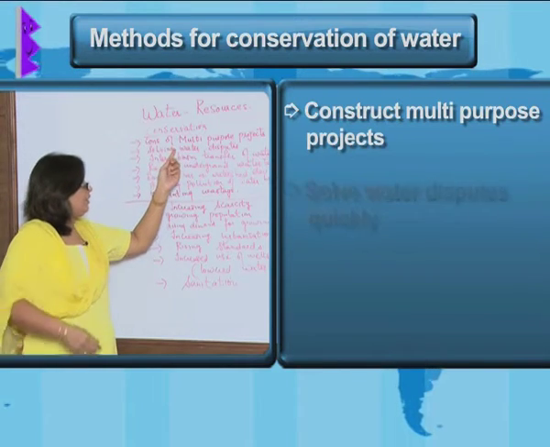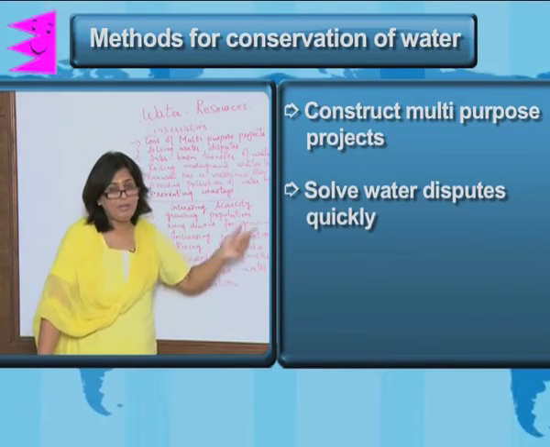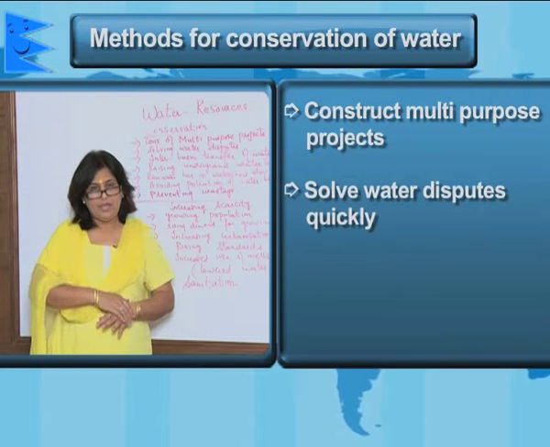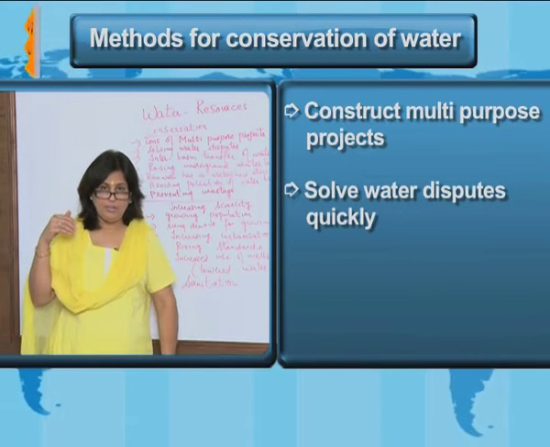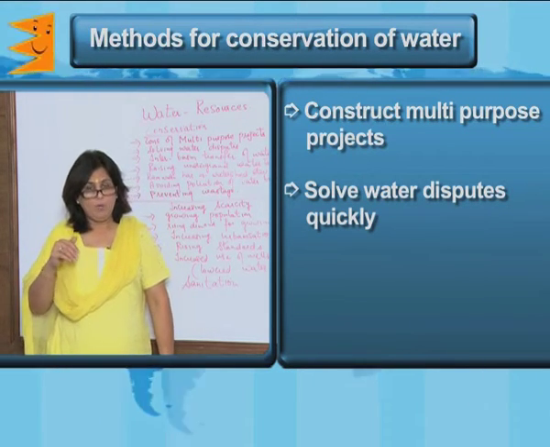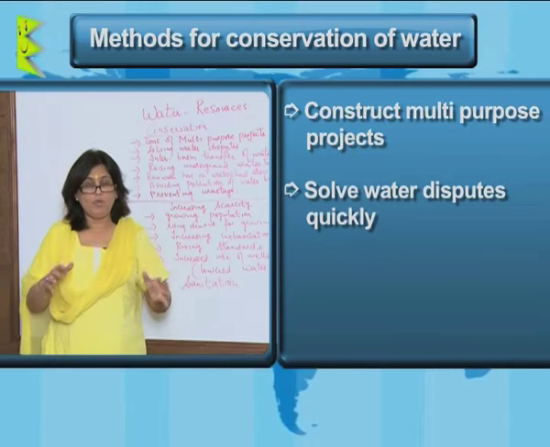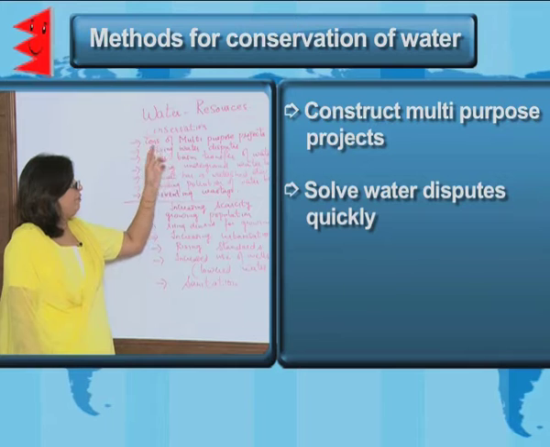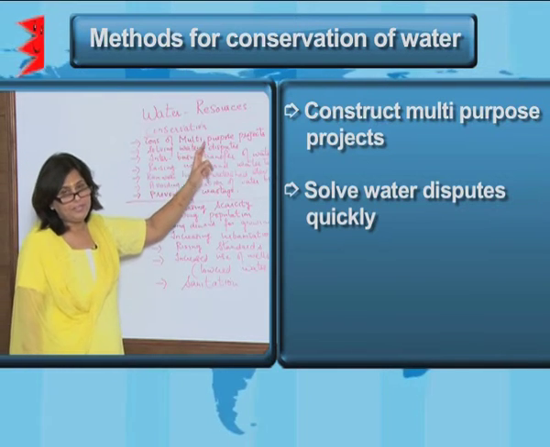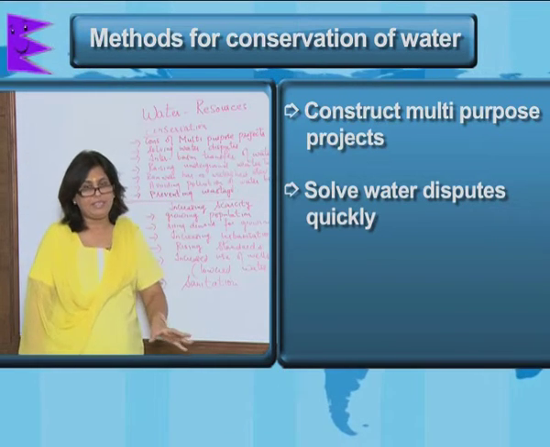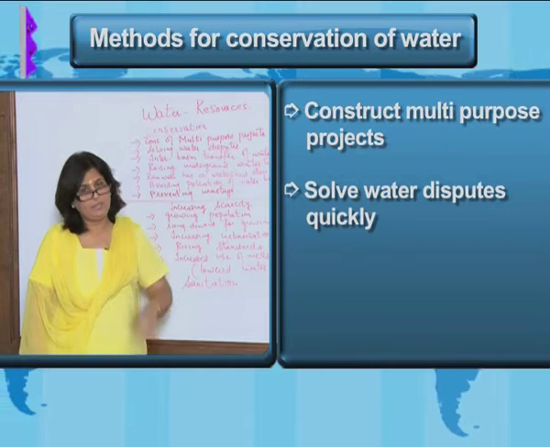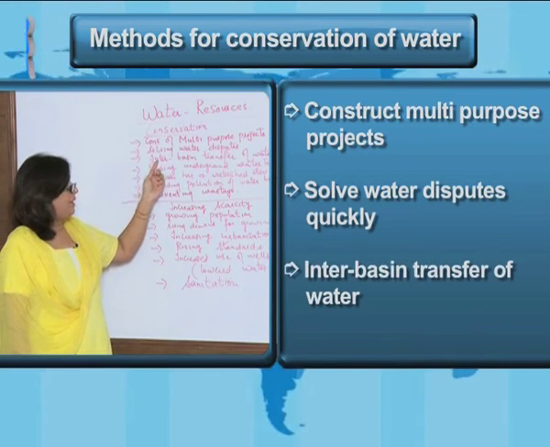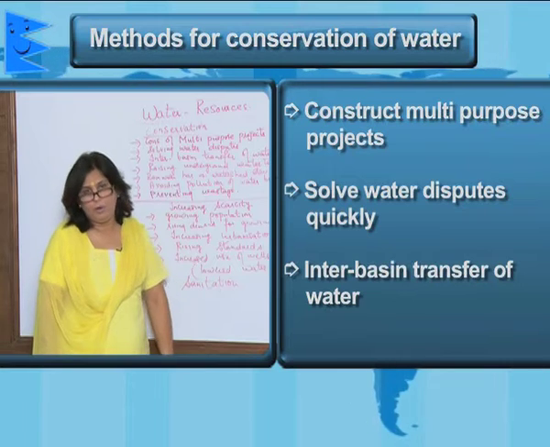Second, we must solve the water disputes as quickly as possible. If it prolongs, if it continues for a long time, then what happens? Then much water is actually wasted. So, we must solve the water dispute problems between the states as fast as possible. Next is inter-basin transfer of water.